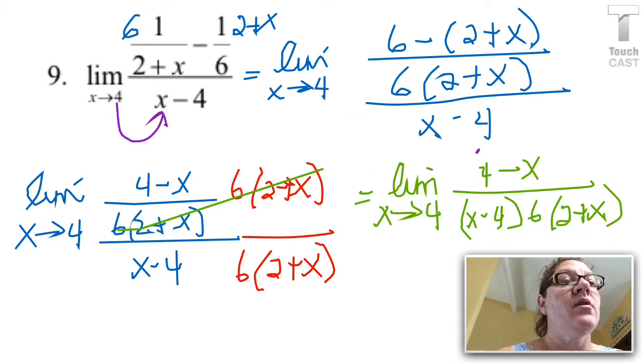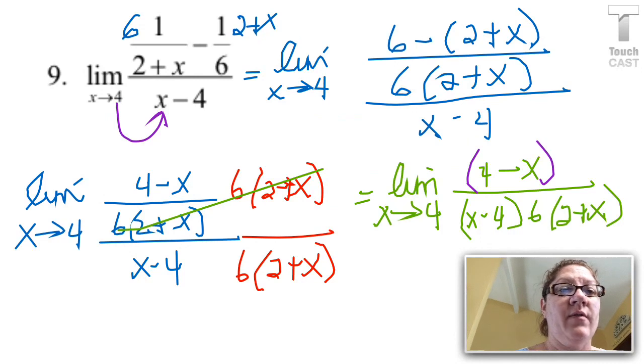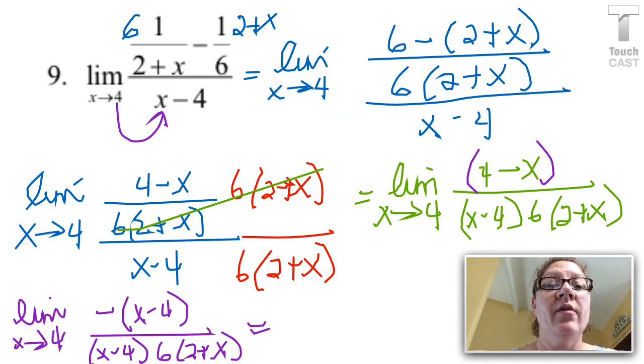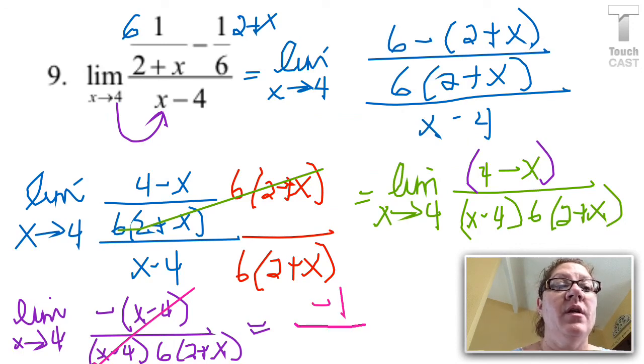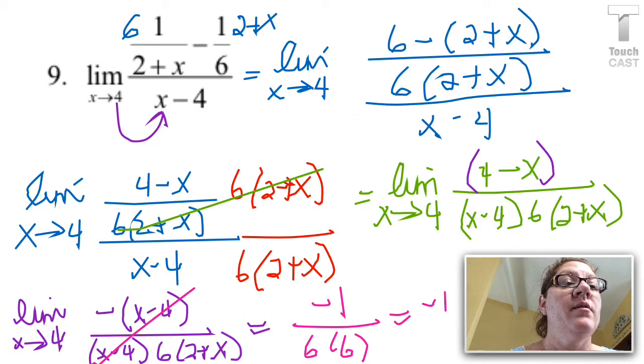And so now I notice, oh my gosh, this looks almost exactly like the bottom, but they're a different order. So if I want to switch the order, I have to pull out a negative, so it's going to look like that. And then go, yay, I can cancel out my problem, which was that x minus 4 causing the 0 on bottom. And so now I can substitute in, and I'm going to have a negative 1 on top. And when I substitute in 4 in the bottom, I'm going to have 6 times 6. So my limit is negative 1/36. Beautiful.